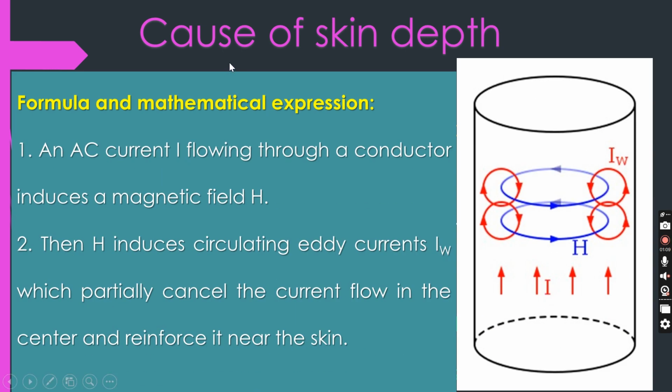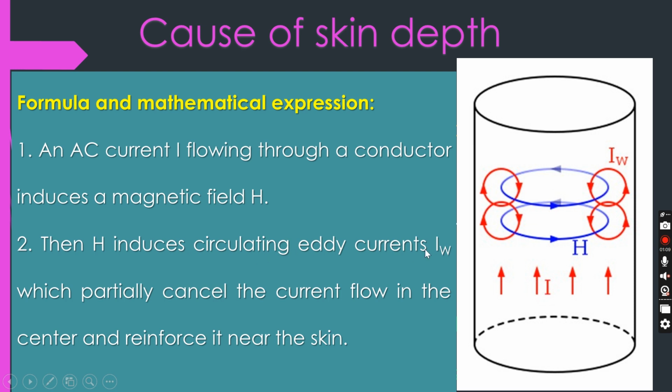Now the cause of skin depth is further depicted pictorially here. Let us assume this is one cylindrical wire, a unit portion of a wire. When an AC current, for example this I, flows through the conductor, it induces a magnetic field here, perpendicular to this, as I discussed at the beginning itself, electric field and magnetic field being perpendicular to each other.